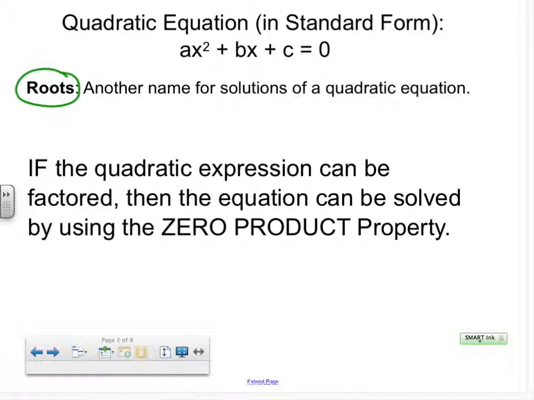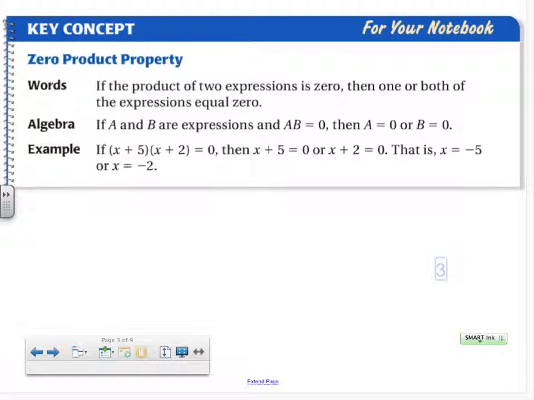product property. And the zero product property, here's the words and math that goes with it. Basically, if you're multiplying and the answer is 0, how can you do that? Well, the only way I can multiply and get an answer of 0 is if one of the terms is 0. So if I have it factored, a times b equals 0, then I know either a is 0 or b is 0. So that's why I say a equals 0, b equals 0.